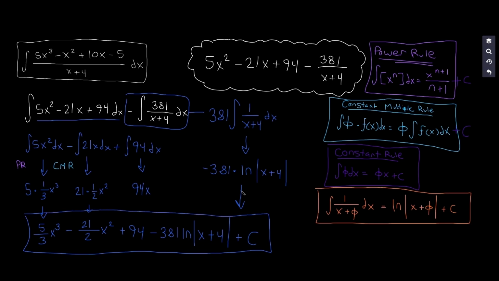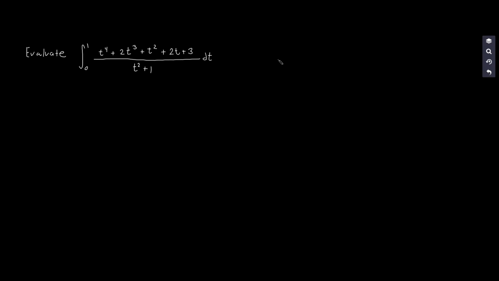This is our answer. Now that we have just evaluated an indefinite integral, I thought that we could evaluate a definite improper integral. This says to evaluate the definite integral from 0 to 1 of t raised to the fourth plus 2t raised to the third plus t raised to the second plus 2t, which is being raised to the first, plus 3 all over t squared plus 1. And we're integrating with respect to t.